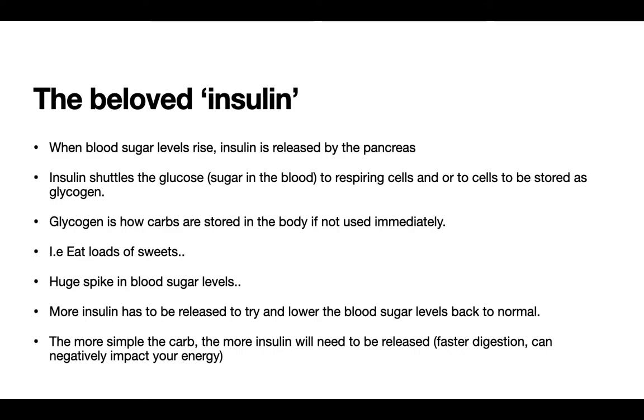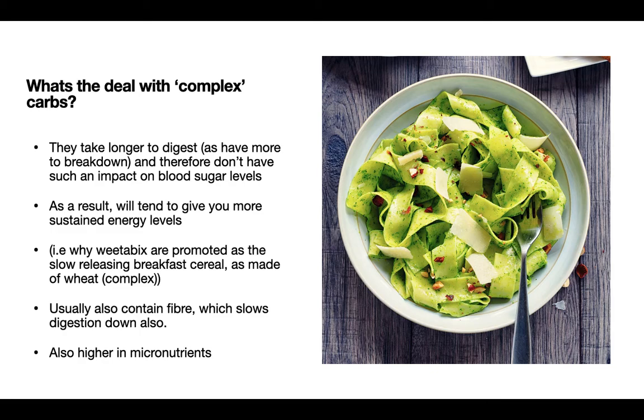So for example, let's say you eat loads of sweets, there's a huge spike in blood sugar levels, and therefore more insulin is released to try and lower the blood sugar levels back to normal, because obviously you don't want your blood sugar levels to be highly sustained. It will lead to hypoglycemia, which is the issue of diabetics. And the more simple the carb, the more insulin will need to be released, because the simple carbohydrates digest much faster, and therefore it's just like a big pounding of carbohydrates and sugar into your bloodstream. Whereas if you're eating a more complex carb, which takes longer to digest, it's more of a sustained energy release.